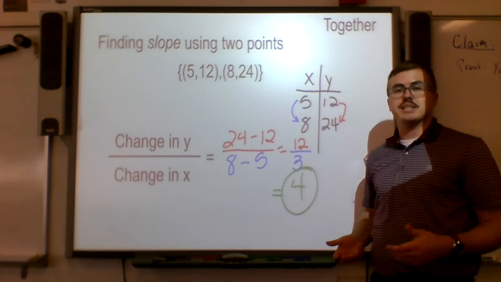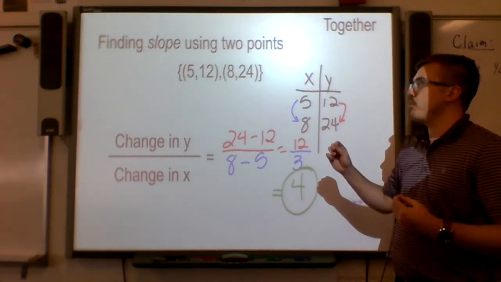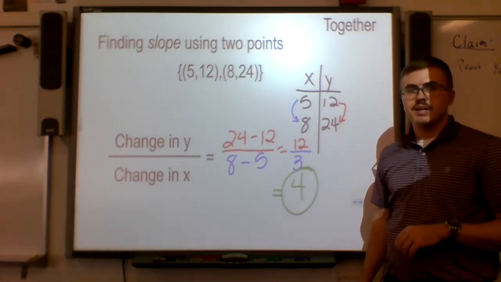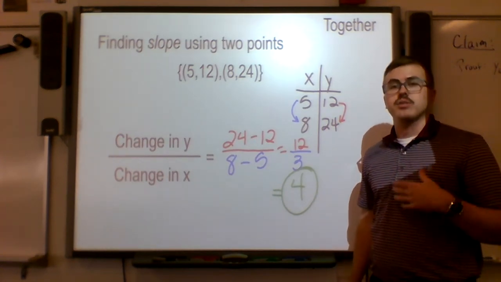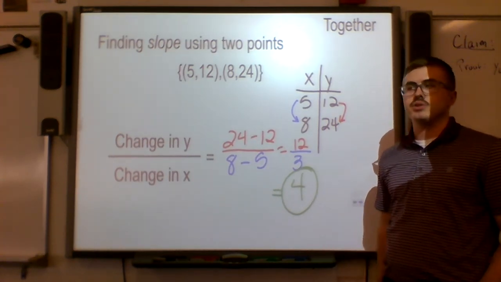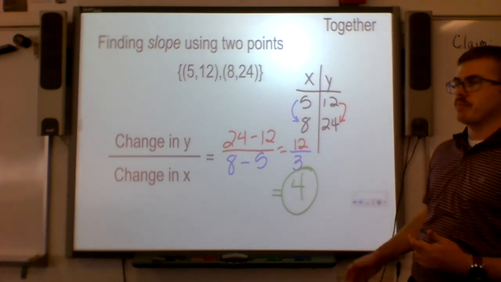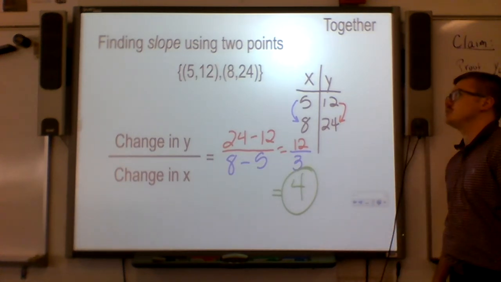So the steepness on a graph, if you graph those 2 points and drew a line between them, it would be a steepness level of 4. And we'll talk about in the future what that represents and what it can represent in application problems.